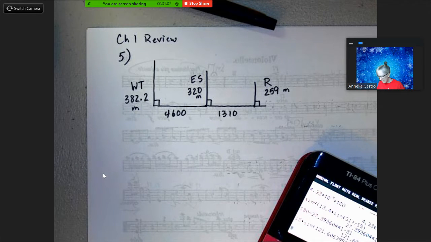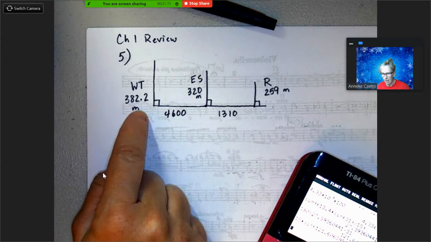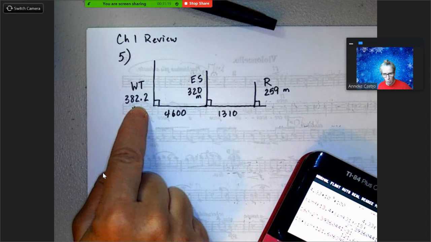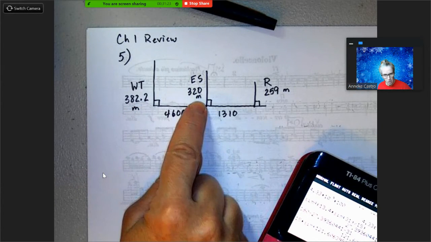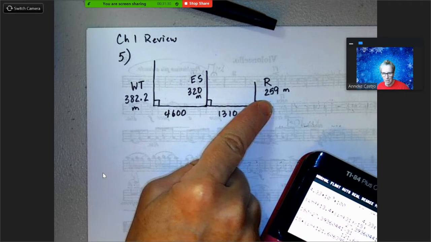So One World Trade Center, and this is really sad. That's the building that came down on 9/11. So be nice if they updated this textbook. So that is 382.2 meters. The Empire State Building is 320 meters, and Rockefeller Center is 259 meters.